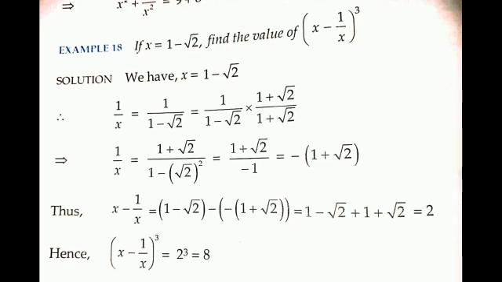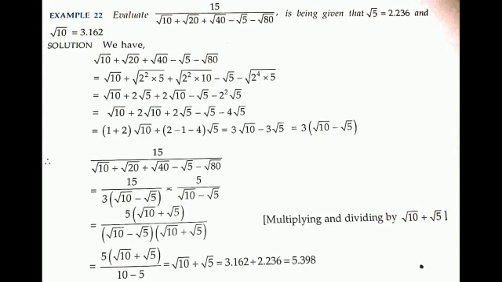Therefore we are supposed to find the value of x minus 1 by x whole cube. So cubing both sides, what will we get? In the left hand side we have x minus 1 by x whole cube is equal to, for the right hand side, 2 raised to the power 3, which is equal to 8. So we have x minus 1 by x whole cube is equal to 8.